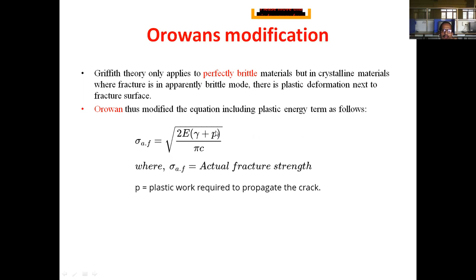He just added this term P, plastic work required to propagate the crack. That's all. Otherwise, the formula derived by Griffith and Orowan remains the same. So what he did, sigma actual fracture stress, in general is equal to square root of 2E. In the previous formula there was only gamma, so he inserted gamma plus P. P factor means plastic deformation will be found, plastic work required to propagate. So gamma plus P divided by pi C. So P is plastic work required to propagate the crack. This is called Orowan's modification.